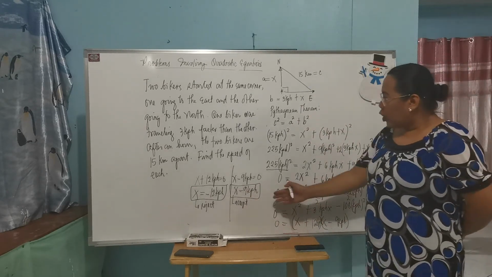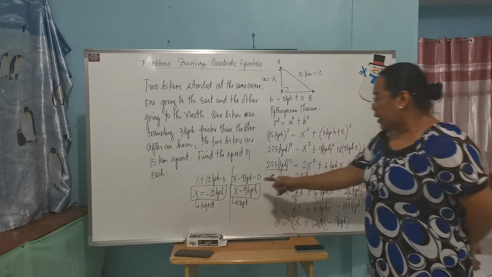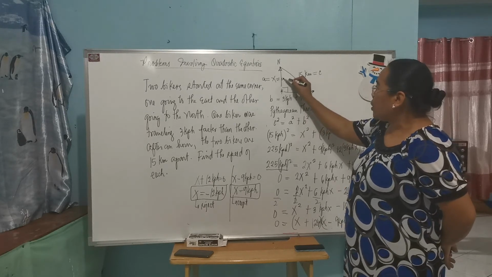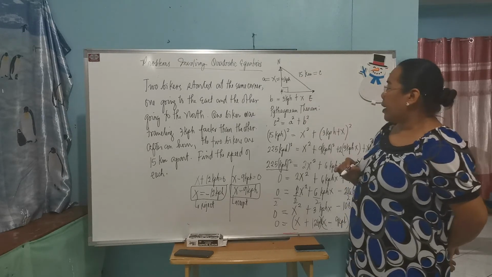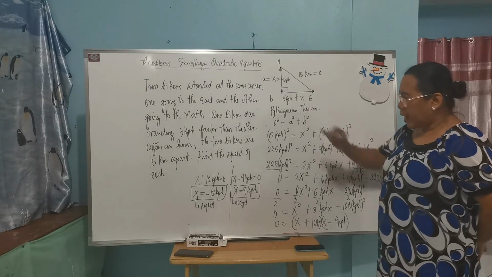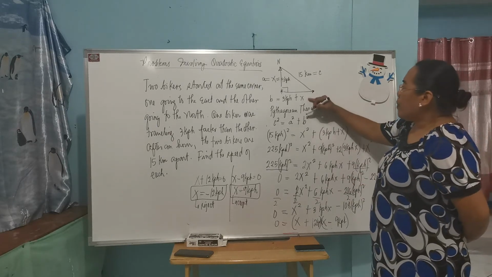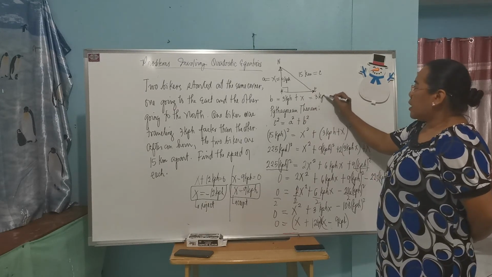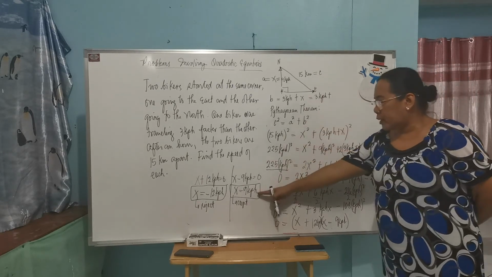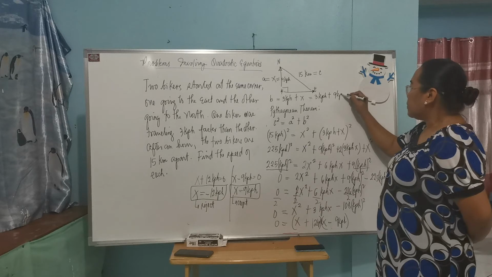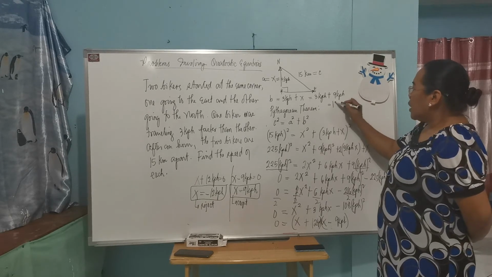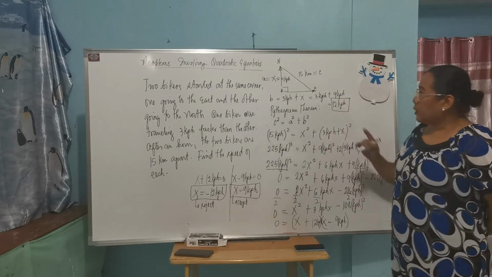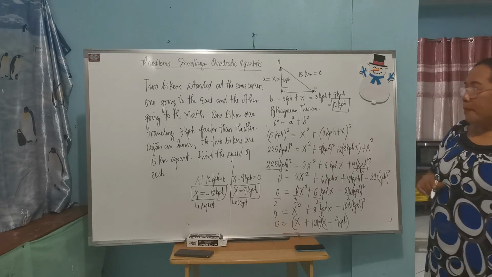So, therefore, going back to our illustration, this is our x. So, this is the speed of the biker going to the north, 9 kilometers per hour. How about the other biker? If we have 3 kilometers per hour plus x, this would be 3 kilometers per hour plus the value of x that we obtained there, which is 9 kilometers per hour. And this would give us 12 kilometers per hour, and this is the speed of the second biker.